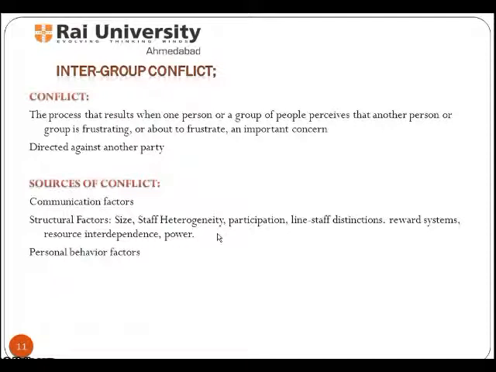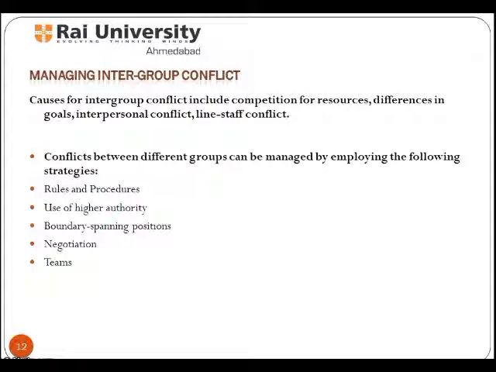It's important to manage intergroup conflict. So let's take a look at how to manage conflicts that arise between groups. Causes for intergroup conflict include competition for resources, differences in goals, interpersonal conflict, and line staff conflict. Conflicts between different groups can be managed by employing the following strategies: formulating rules and procedures, using higher authority, boundary spanning positions, negotiating between the groups, and forming effective teams.